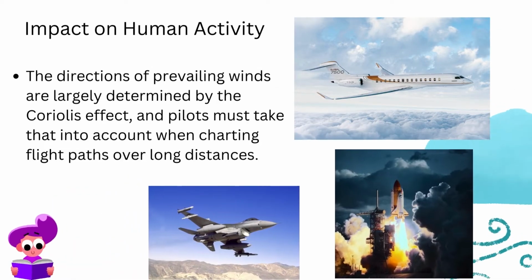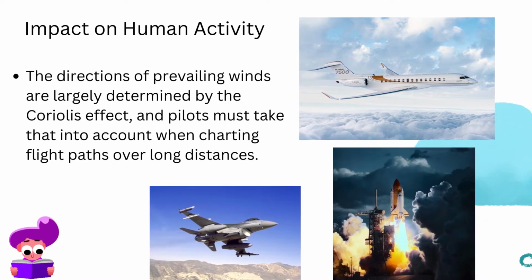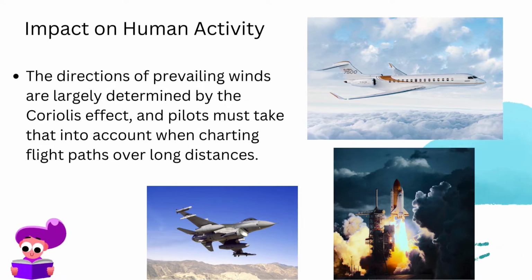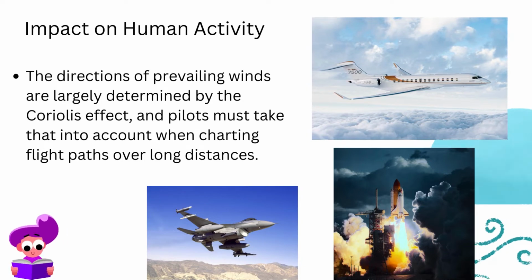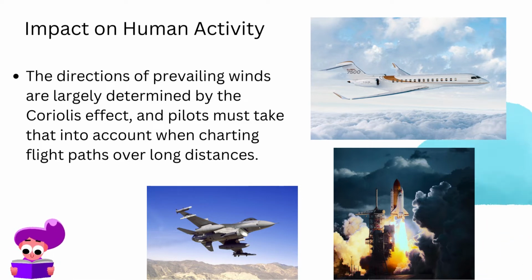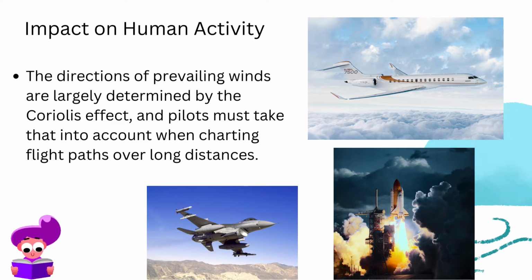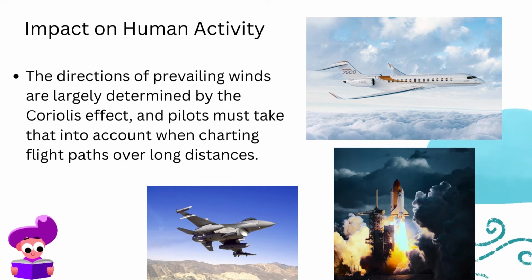The weather impacting fast-moving objects such as airplanes and rockets is influenced by the Coriolis effect. The direction of prevailing winds is largely determined by the Coriolis effect, and pilots must take that into account when charting flight paths over long distances. Military snipers sometimes have to consider the Coriolis effect. Although the trajectory of bullets is too short to be greatly impacted by the Earth's rotation, the sniper targeting is so precise that a deflection of several centimeters could injure innocent people or damage civilian infrastructure.